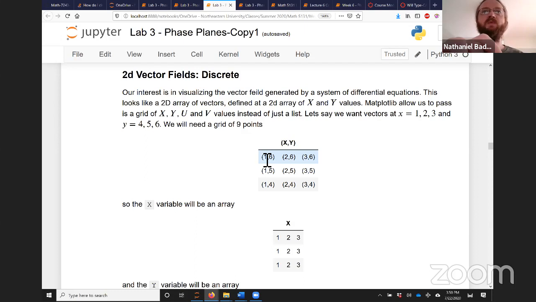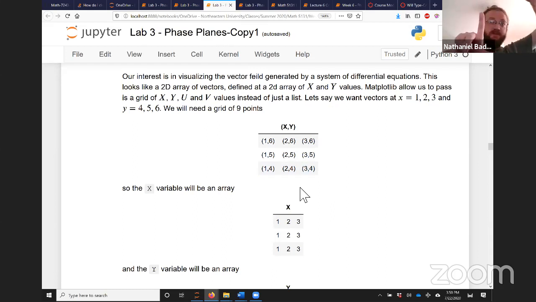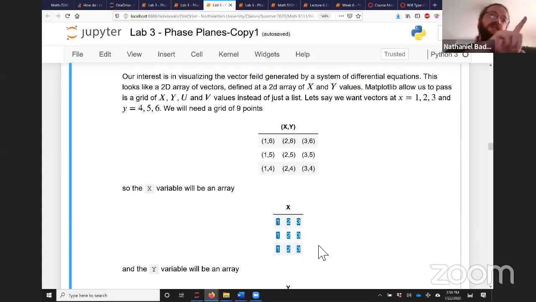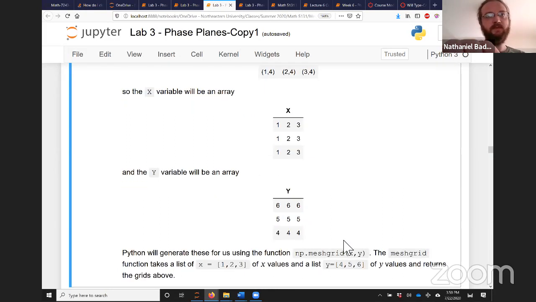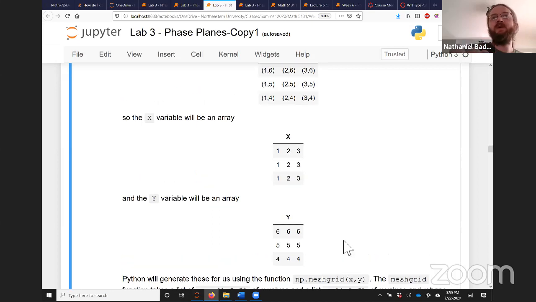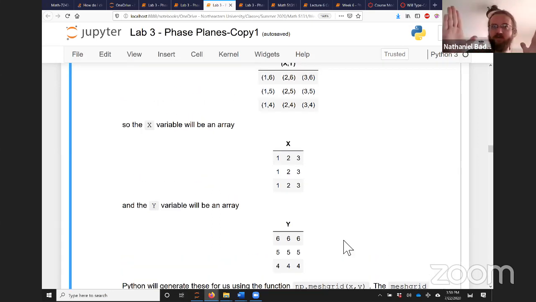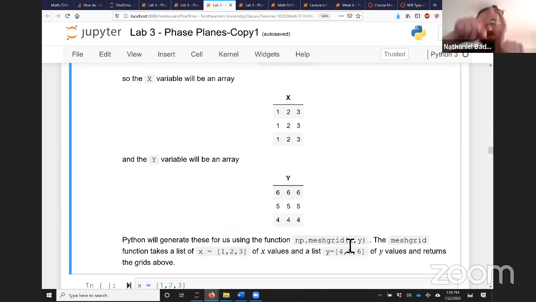Just like we're seeing here. So x is equal to 1, y is equal to 6, x is equal to 2, y is equal to 6, and so on. Then our x coordinates will be put in a 3x3 matrix of just the x coordinates, right? So 1, 2, 3, 1, 2, 3, 1, 2, 3. And our y coordinates will be put in a 3x3 matrix of just the y coordinates. So 6, 6, 6, 5, 5, 5, 4, 4, 4. Again, we're counting up from y being at 0 in this case.